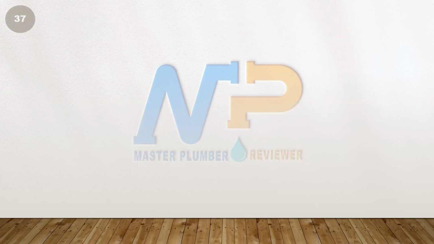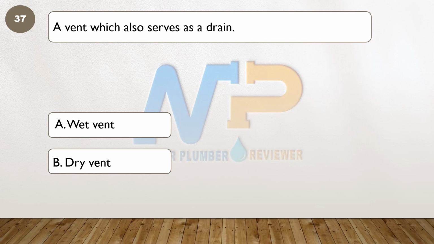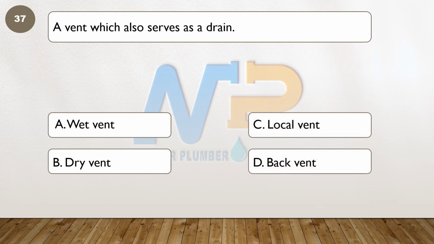Number 37. A vent which also serves as a drain. A. Wet vent. B. Dry vent. C. Local vent. D. Back vent. The answer. It's A. Wet vent.